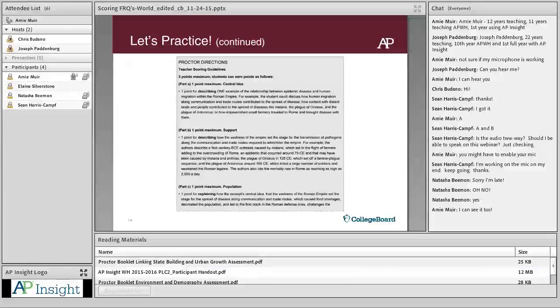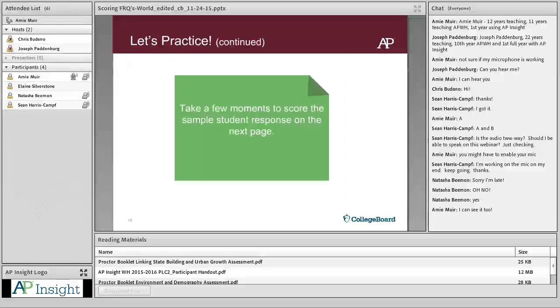Okay, so what we're going to do now is I'm going to go to the next slide, and you should have that response there. You have the response, correct? Yeah. Okay, go ahead and read that response and score it based on that guideline, and let's see how the person did. This was in the downloads, correct? Yes.